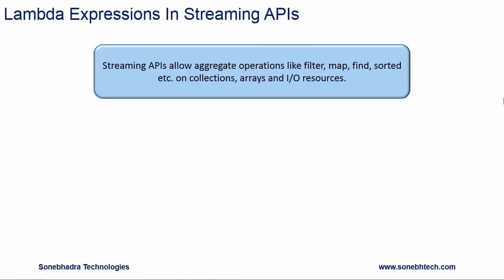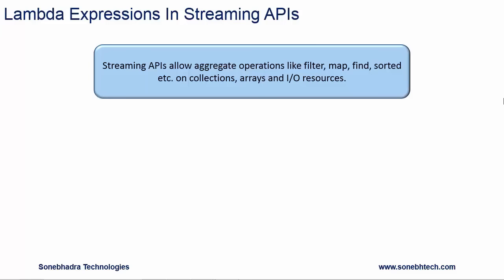Lambda expressions in streaming APIs. Java 8 introduces the streaming APIs to efficiently process aggregate data sources like collections, arrays, and IO resources. Aggregate data source means a data source which holds a sequence of elements of similar type. For example, a list of students, an array of numbers, or a text file. Using streaming APIs, we can use aggregate operations of functional programming like filter, map, reduce, and so on to process the aggregate data source.